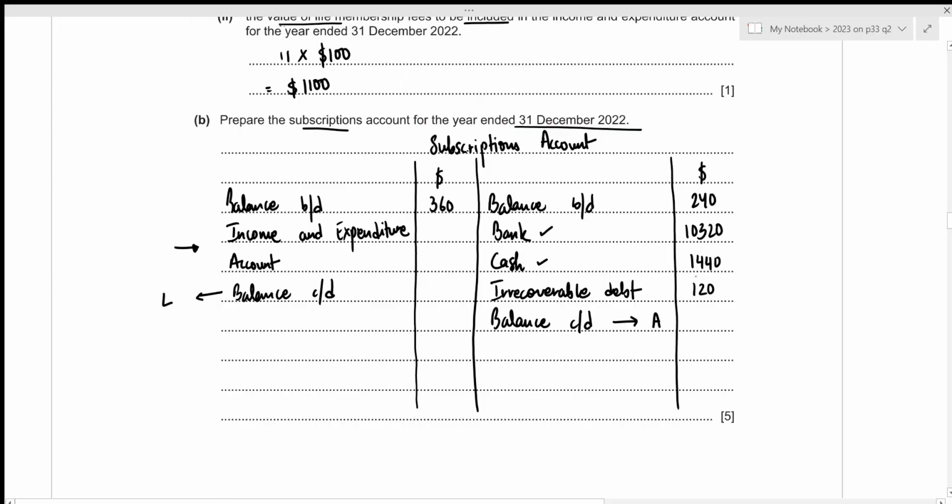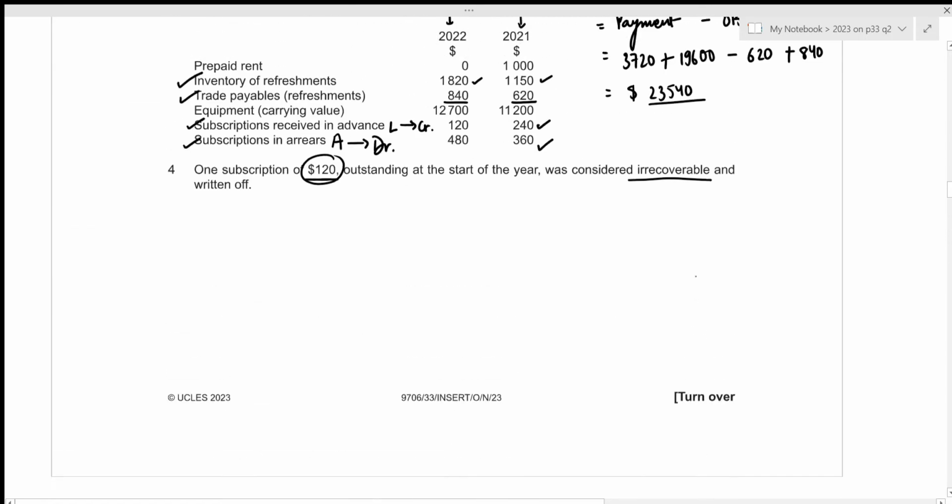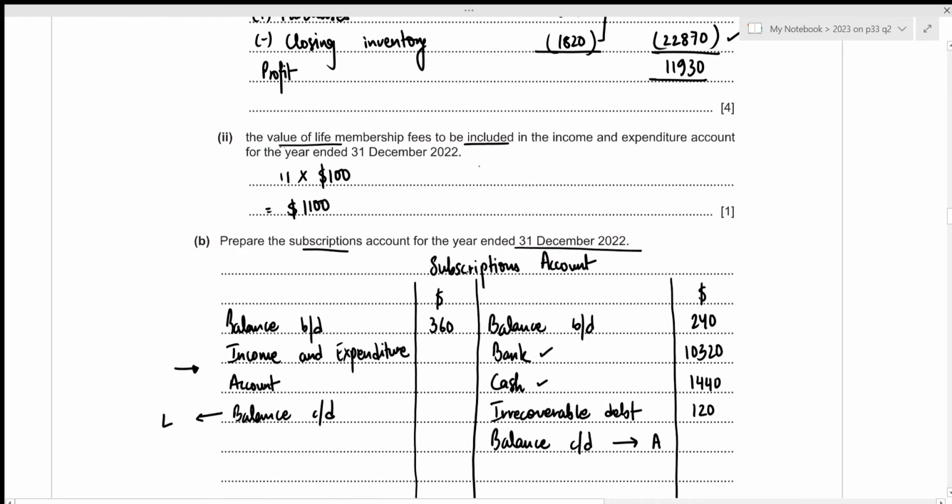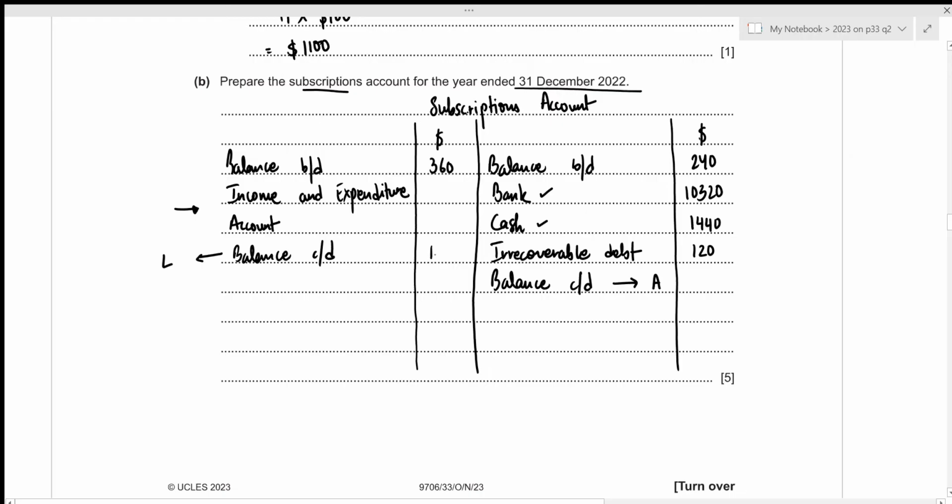Now for the closing balances, we again have to refer to this information. On our liability, we have 120. On our asset, we have 480. So our liability is now on the debit side, 120. Our asset is on the credit side of 480.